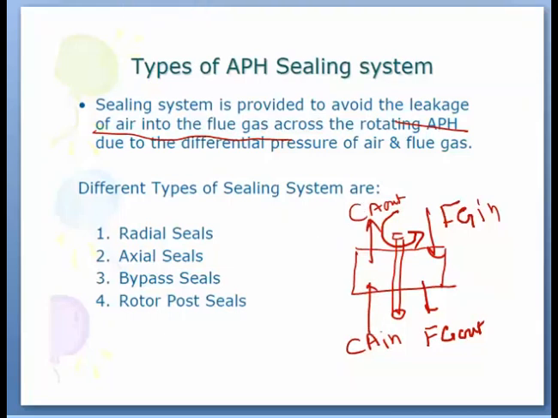So there are different types of seals. The ultimate purpose of providing sealing is to avoid leakage and short circuiting of the air path with the flue gas path. There are the following types of seals used with the air preheater: first the radial seal, then axial seals, which we will see in detail in coming slides, then the bypass seal and the rotor post seal.